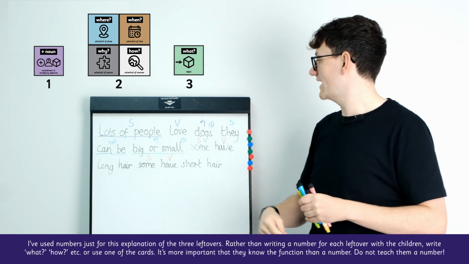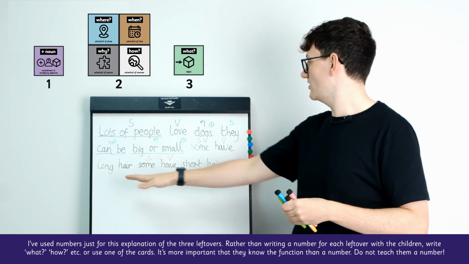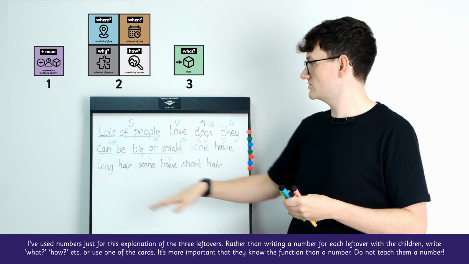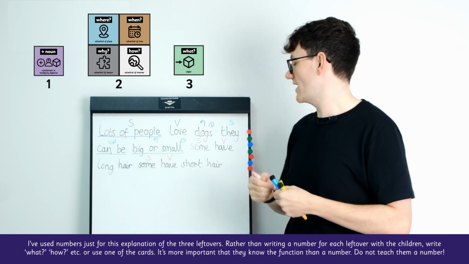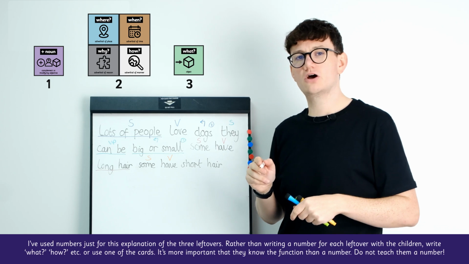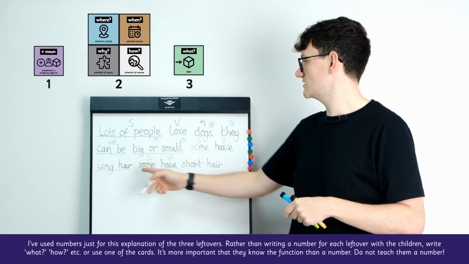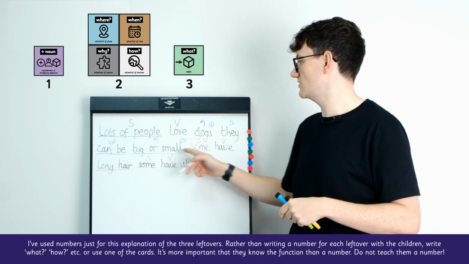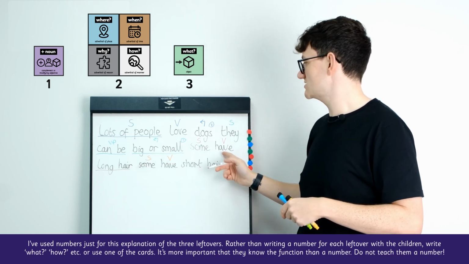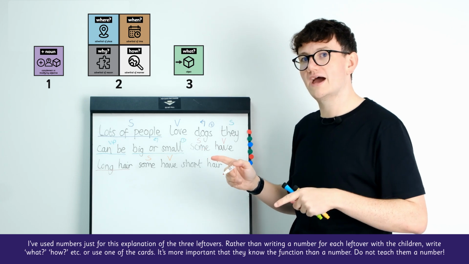Some have long hair, some have short hair. So long hair, is that going to go to red, green, blue or orange? It's going to go to red, isn't it? So some have long hair. Why does it belong to the red though? Well, it's not a synonym for dogs. So it's not a number 1. It's not an adjective for dogs, so it's not a number 1. It's not telling us about the have. But what do they have?